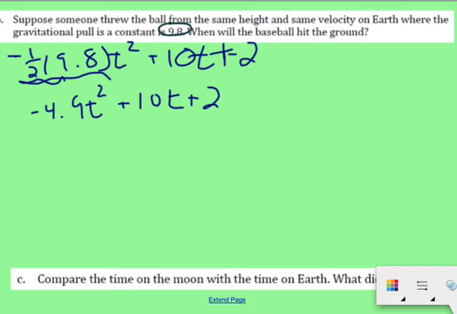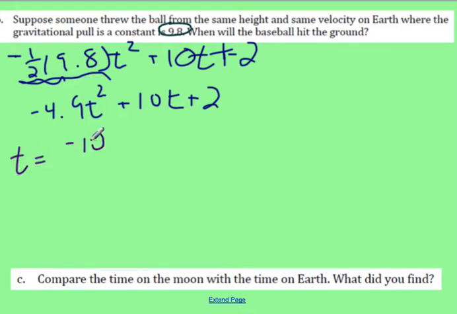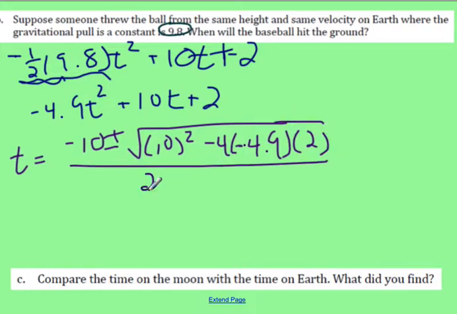So my a is negative 4.9, my b is 10, and my c is 2. So let's go ahead and plug that into the quadratic formula. So I have the opposite of b plus or minus the square root of b squared minus 4 times a, this should be a negative, times c, all of that over 2 times my a.